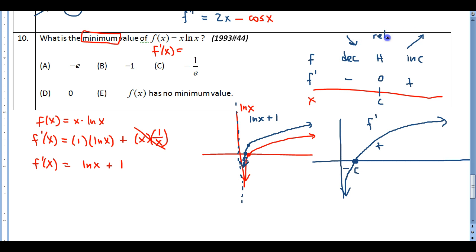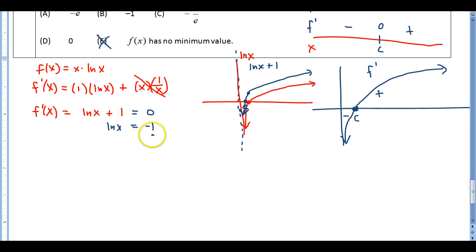This is going to be a relative min. So what I see here is that I will have a relative minimum here. So that one's wrong. It does have a minimum value. What I'm going to have to do is find when f prime is equal to 0. So I'm going to set this equal to 0. That's going to happen when ln of x is equal to negative 1. And if you remember your log rules, ln of x equals negative 1 when e to the negative 1 equals x.